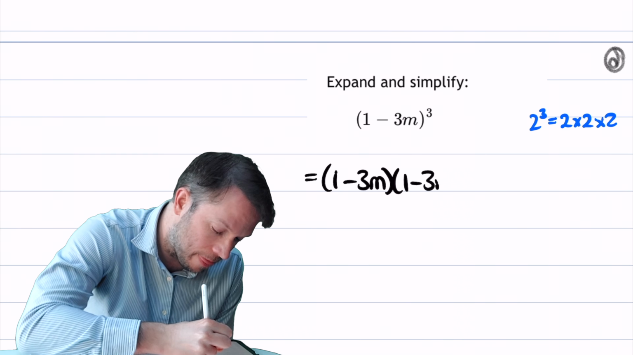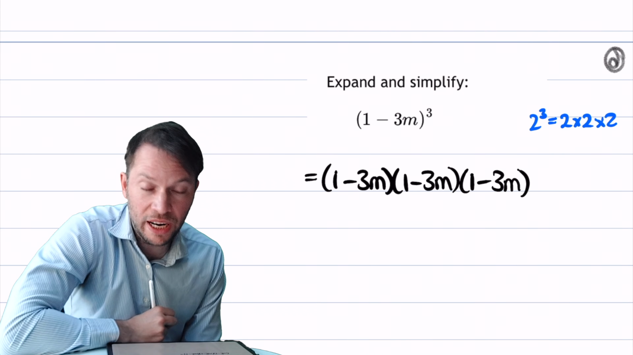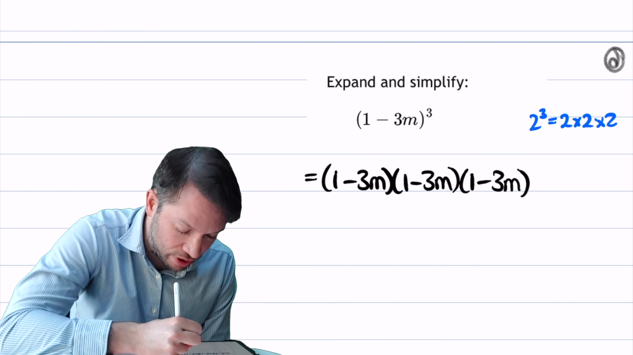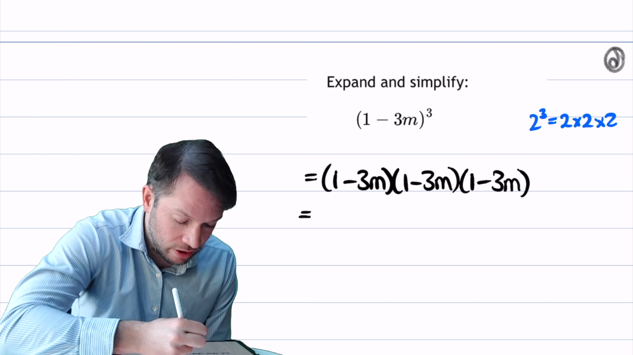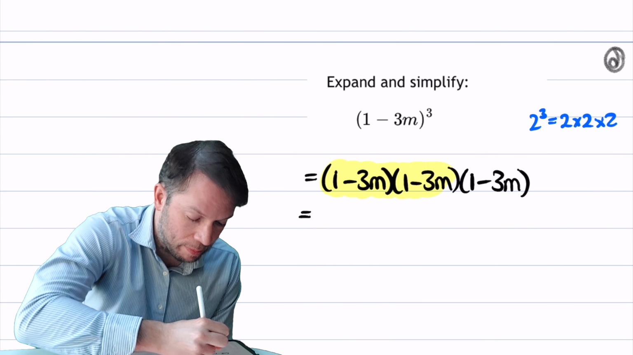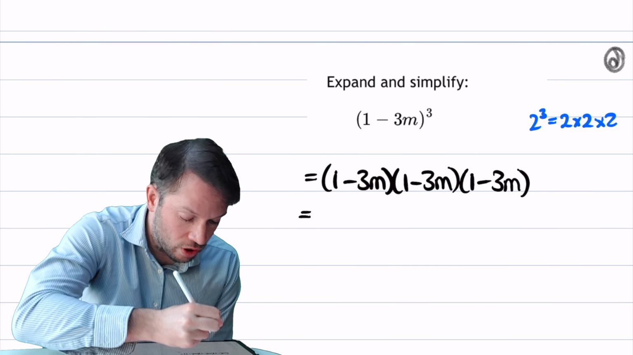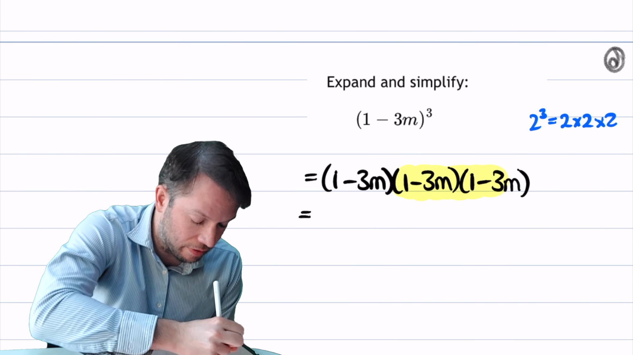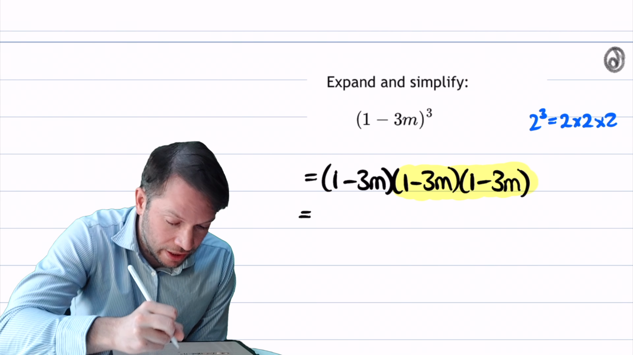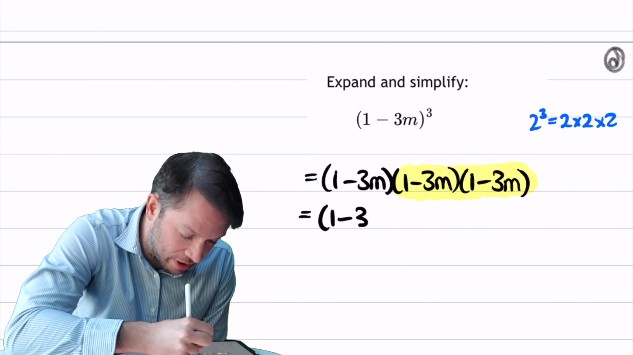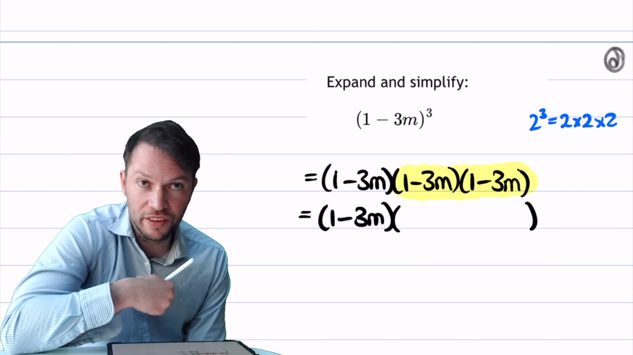1 minus 3m multiplied by 1 minus 3m. So I just need to expand out these 3 brackets. Now we saw how to do this in the previous videos. We just concentrate on 2 brackets at a time. So we could either do this first bracket multiplied by the second bracket, and then multiply that result by the third bracket, or we can do the second bracket multiplied by the third bracket, and then times that result by the first bracket. And that's what I'm going to do. So I'm going to leave the first 1 minus 3m as it is, and then multiply out the second times the third bracket and put it into this big empty bracket here.